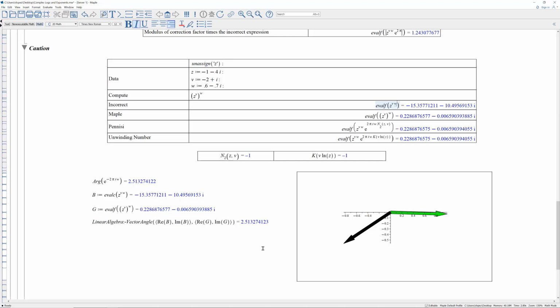So, an interesting collection of examples. It took several passes through here to finally get a handle on how these correction factors were behaving.